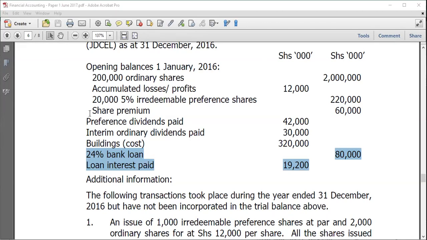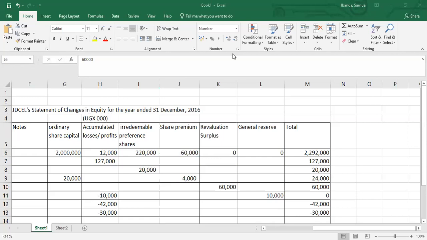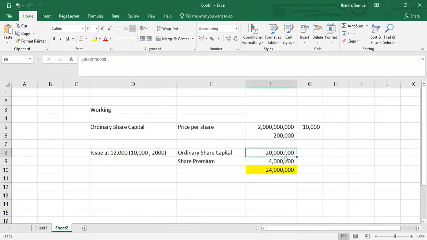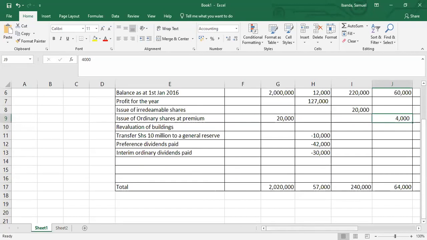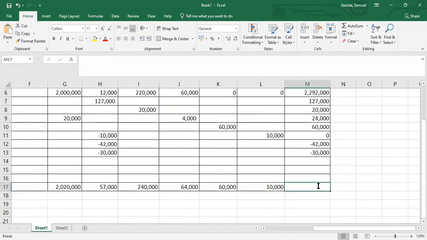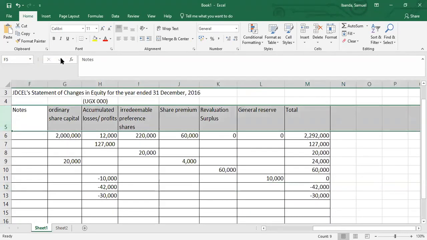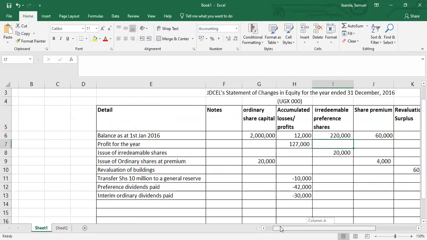So I saw share premium here. We're given 60,000, did we record 60,000? Yes. And then we have this that we picked from here. Okay, so you're saying it's now clear. Okay, that is fine. And then summation of this. Basically the total here should also be the total here. This should just be the overall total of your equity. So this is what we have within our statement of changes in equity.